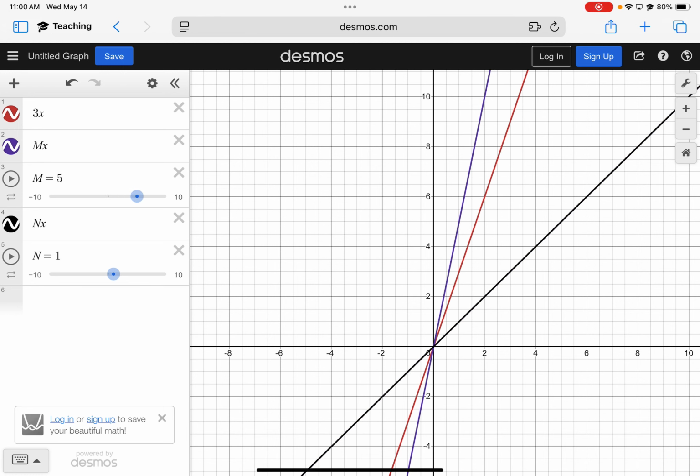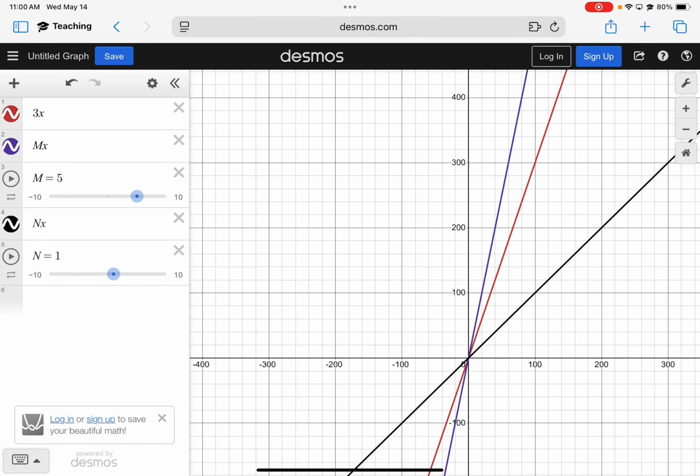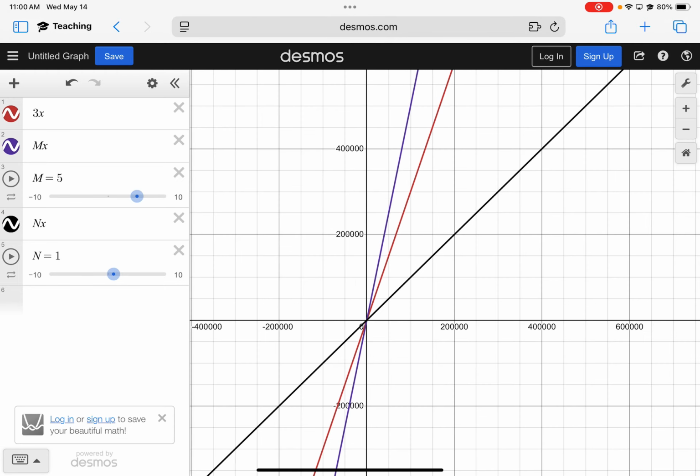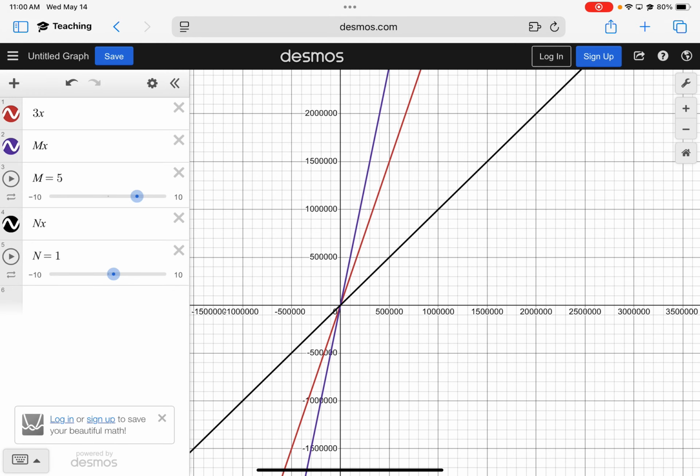Anywho, I'm going to set m to 5 and just keep n at 1. And we see that our function is in between those two multiples of x forever. So 3x is in big theta of x.